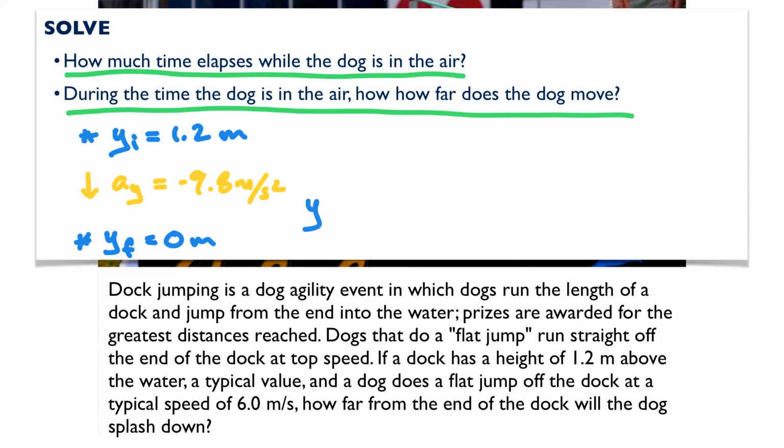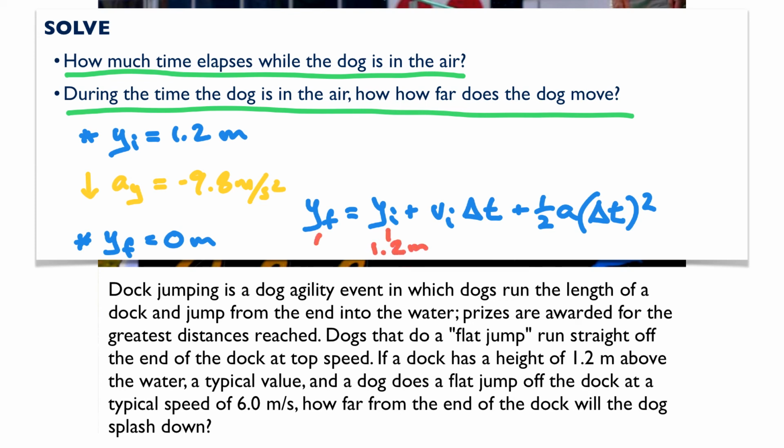I can say y_f is equal to y_i plus the initial velocity times the time interval plus 1/2 times the acceleration times the time interval squared. Okay? And for numbers, the initial position is 1.2 meters. The final position is 0. The initial velocity is 0. The dog is not moving vertically, so that term goes out of the equation. The vertical acceleration is negative 9.8 meters per second squared. And with that, I have everything in hand to be able to calculate what the time interval is.